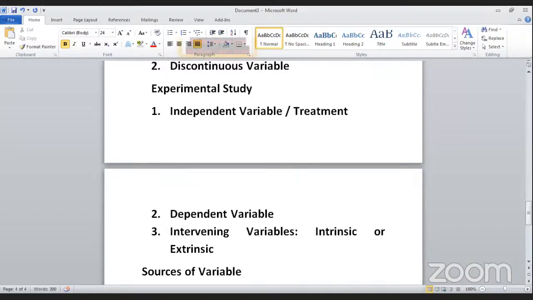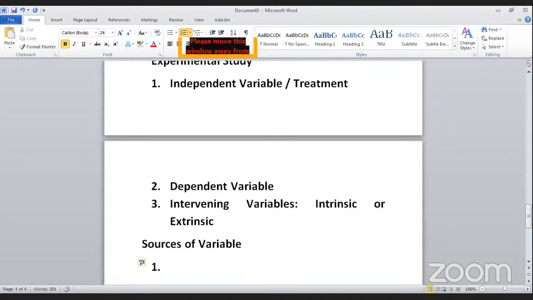What are the different sources of variable? From where will you get these variables? One of the sources is called review of related literature. Please understand, in many theses, people write review of literature, which is technically incorrect. Therefore, the correct term is review of related literature.